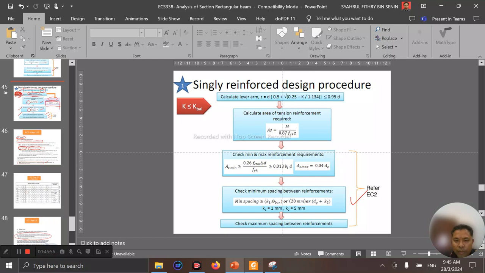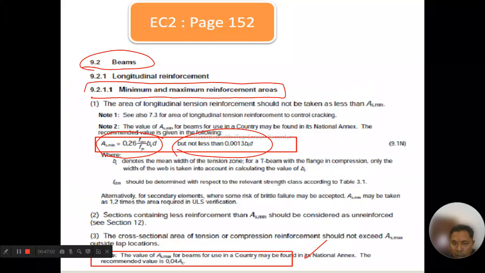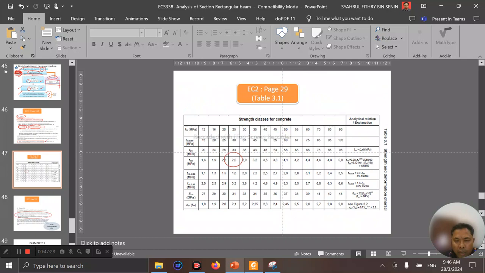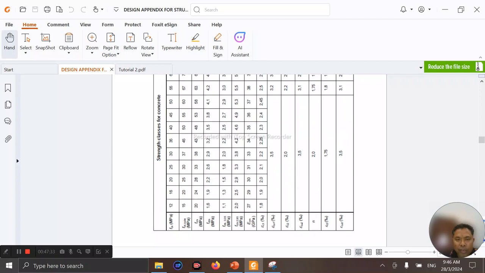Under the minimum reinforcement area, there is an expression called f_ctm. f_ctm is the tensile strength of concrete according to concrete class, given by Table 3.1. So it is this Table 3.1. f_ctm here will be given based on the concrete class f_ck. So you have to find that in the Eurocode. It is in the Eurocode. It's a bit upside down, so we have to look. Here is f_ctm. Okay.